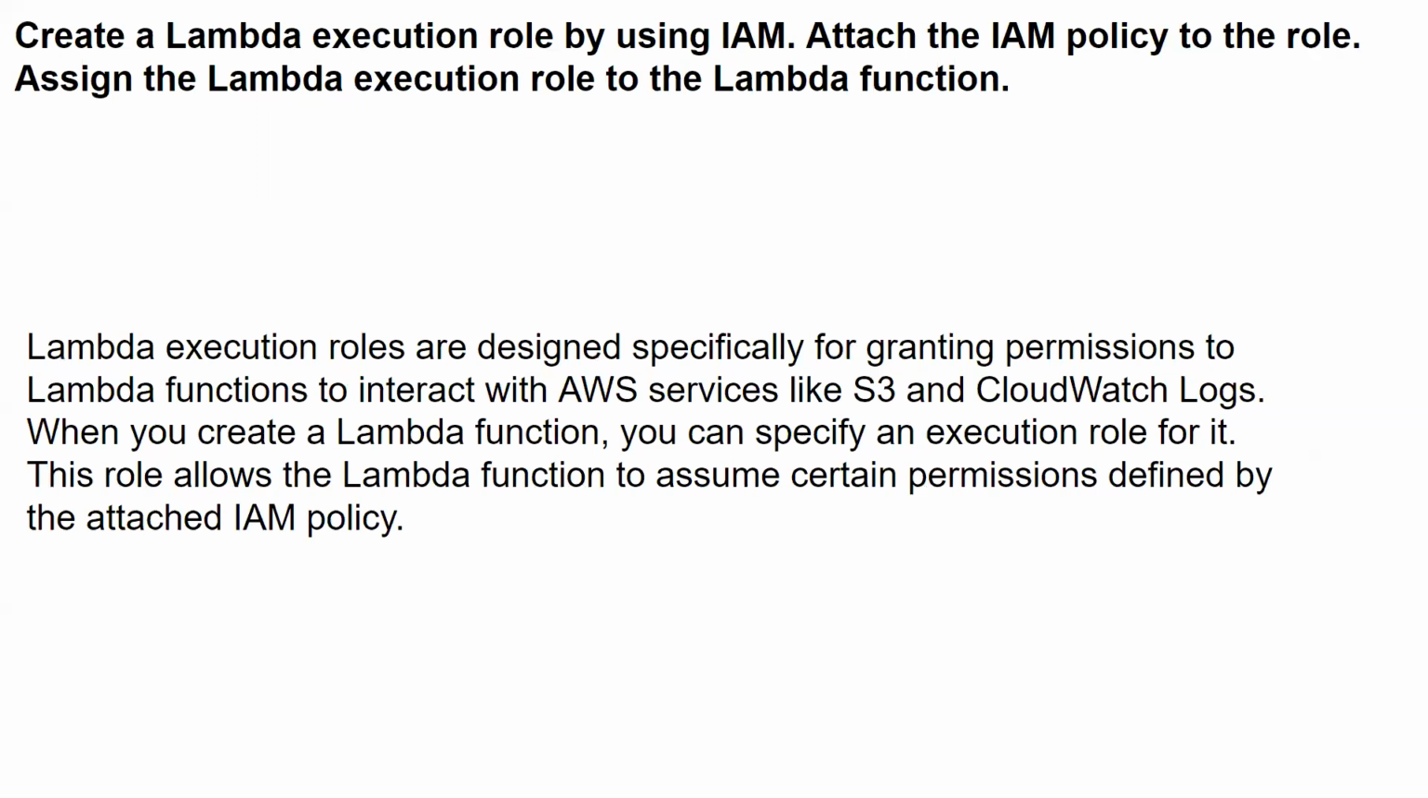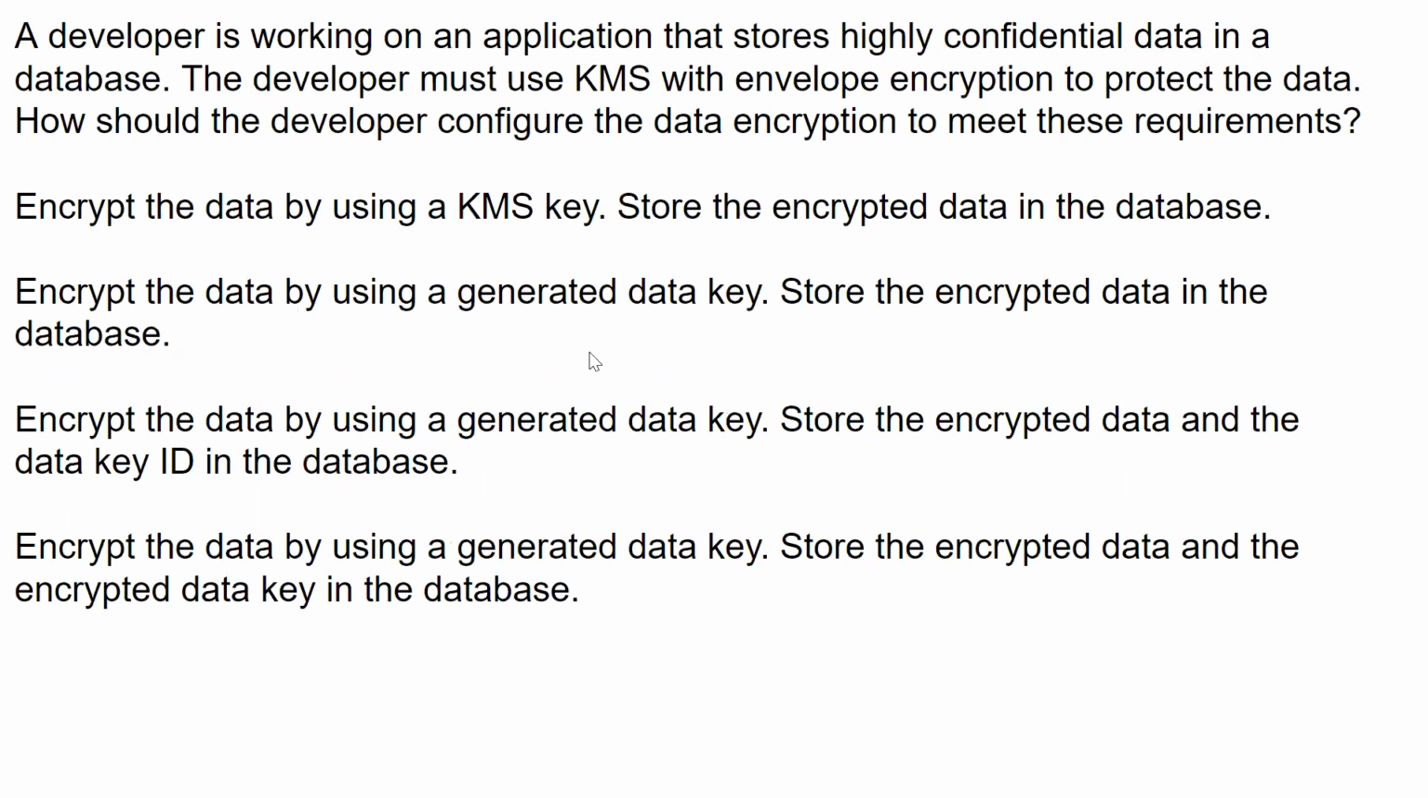Okay. Create a Lambda execution role by using IAM. Attach the IAM policy to the role. Assign the Lambda execution role to the Lambda function. Lambda execution roles are designed specifically for granting permissions to Lambda functions to interact with AWS services like S3 and CloudWatch logs.